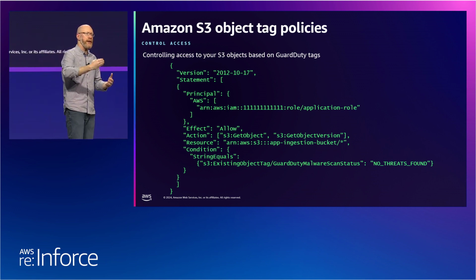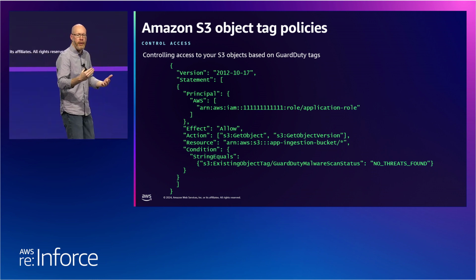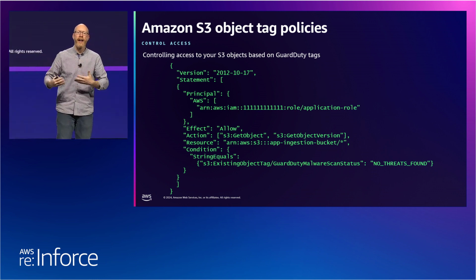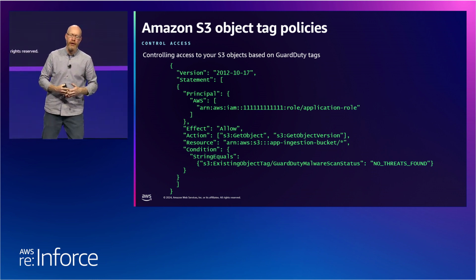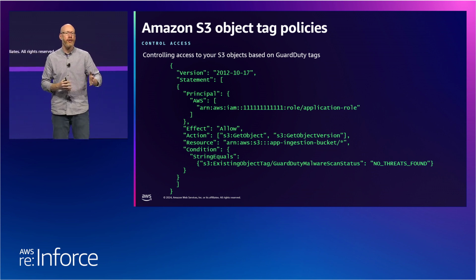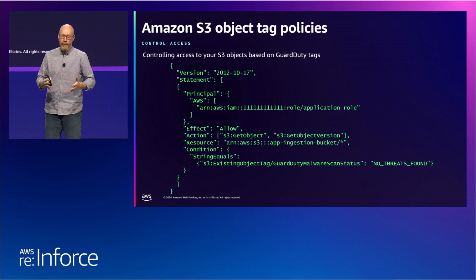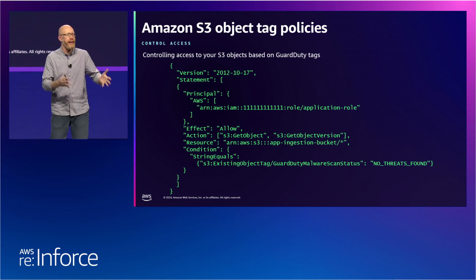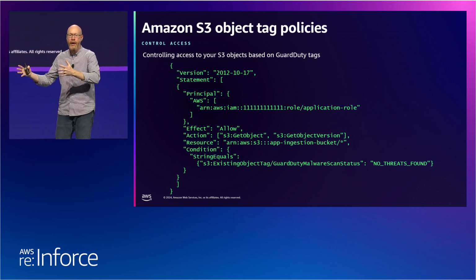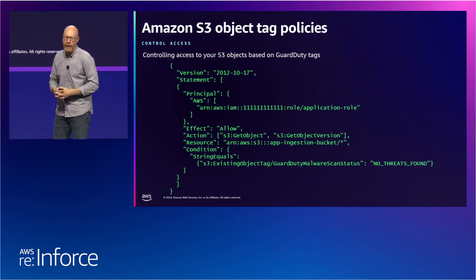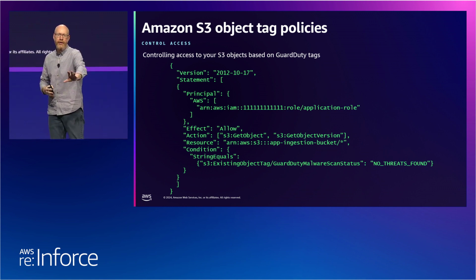So any new object that comes in is not going to be tagged at all. And then once we scan it, we will tag it with the appropriate information. This is going to limit and ensure that whatever this role, when it is retrieving objects from S3, it can only pull in the clean objects and continue that on into the processing pipeline. So this is an S3 bucket example.